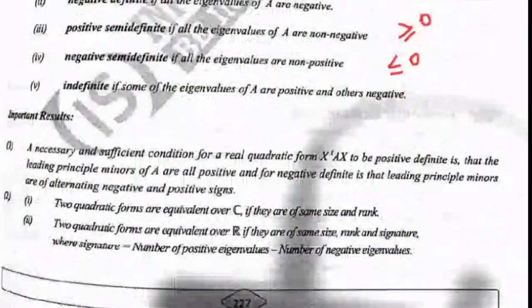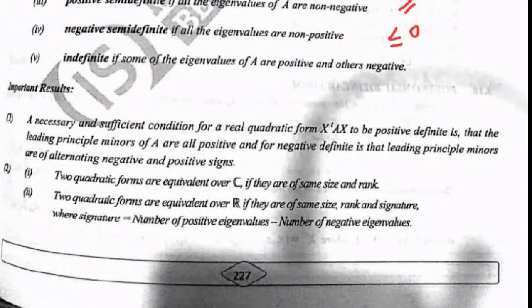Important results. Here, a necessary and sufficient condition for a real quadratic form x transpose Ax to be positive definite is that the leading principal minors of A are all positive, and for negative definite, the leading principal minors are of alternating negative and positive signs. It is nothing but, let us assume this as a 3 by 3 matrix: 1, 2, 1, 0, 1, 1, minus 2, minus 1, 0. Let us assume this is a matrix A.